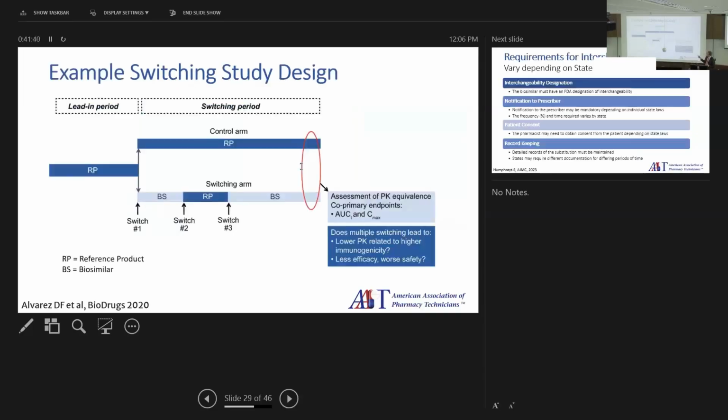So this is an example of what that may look like. So you can see that all of the patients start by receiving the reference product, and then the control arm will continue just taking that original biologic reference product, whereas the other arm will switch back and forth between the biosimilar and the reference product. And what they want to assess is, is the drug similarly safe and effective compared to the patients that just received the reference product? And did they have any increased immune response when patients switched back and forth?